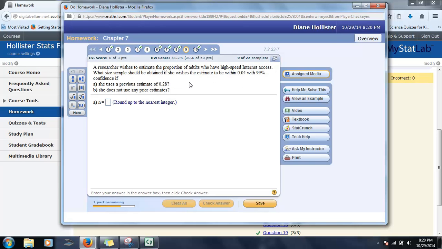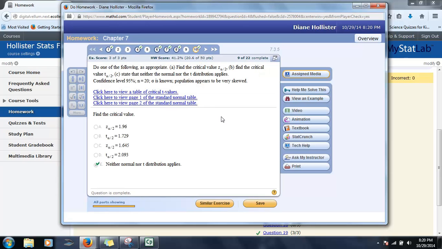Number 9, same type of problem, so we're not going to work through that one here. However, this one asks us if we had a previous estimate, like the problem we just looked at, we'll enter 0.28. If we did not have any prior estimate, then we will use the default 0.50.